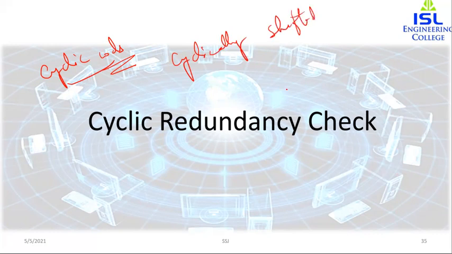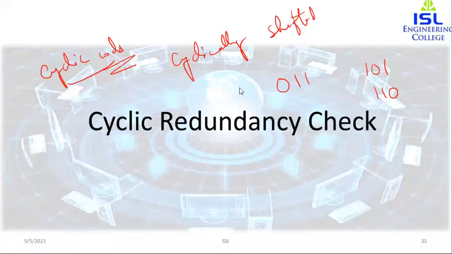So suppose we have 0, 1, 1, we can shift it to make 1, 0, 1, or we can shift it again to make it 1, 1, 0. So the codes are cyclically shifted to create another code word. This is actually important for both error detection and error correction.